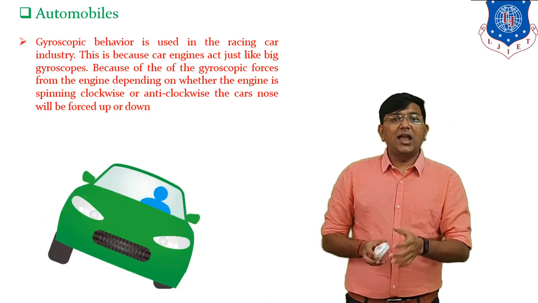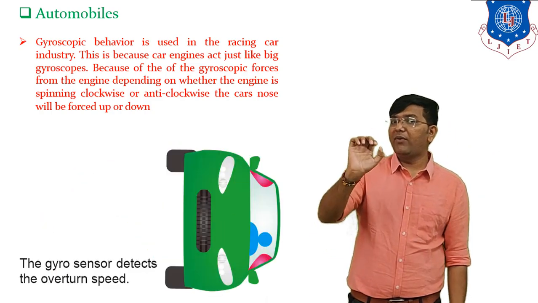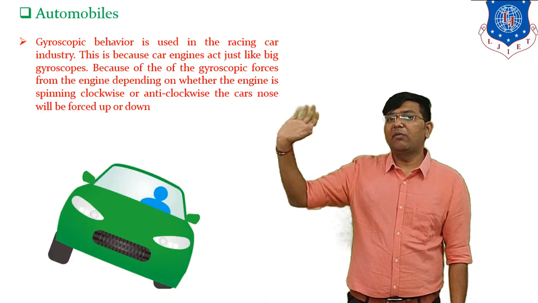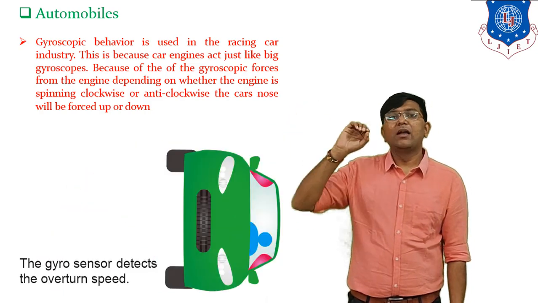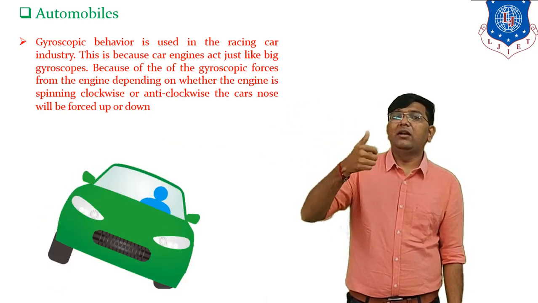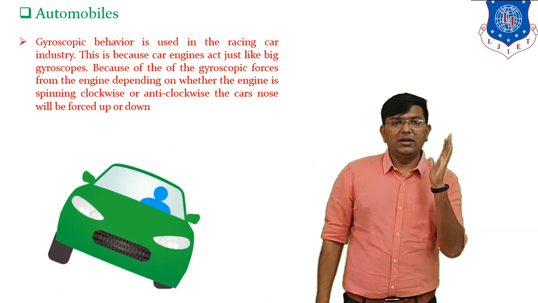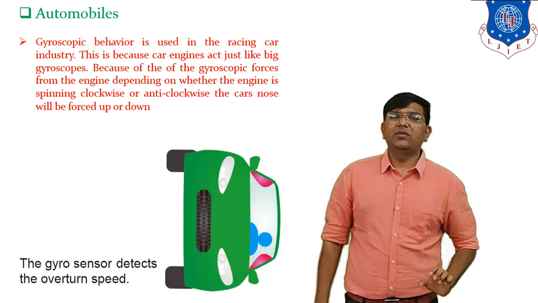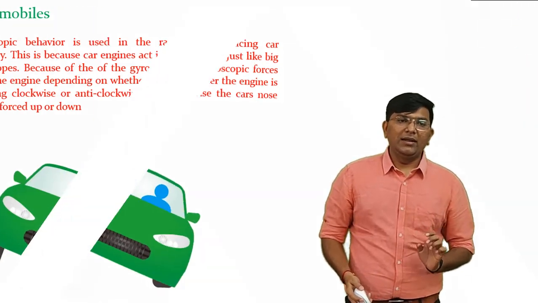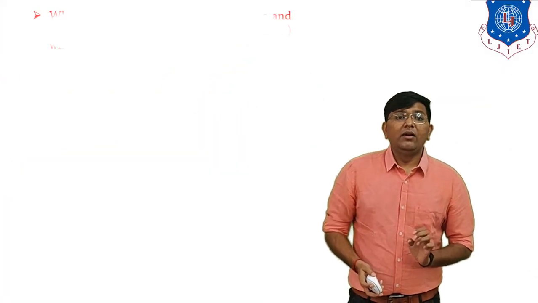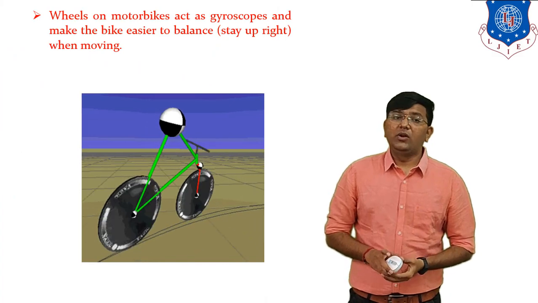Clear? So at that time we have to predefine one velocity, one maximum velocity. If you drive the car at higher speed, then the car will try to flip over. Clear? So this is the simple application of gyroscope in automobile. Okay. One more application of gyroscope is in the two-wheeler.